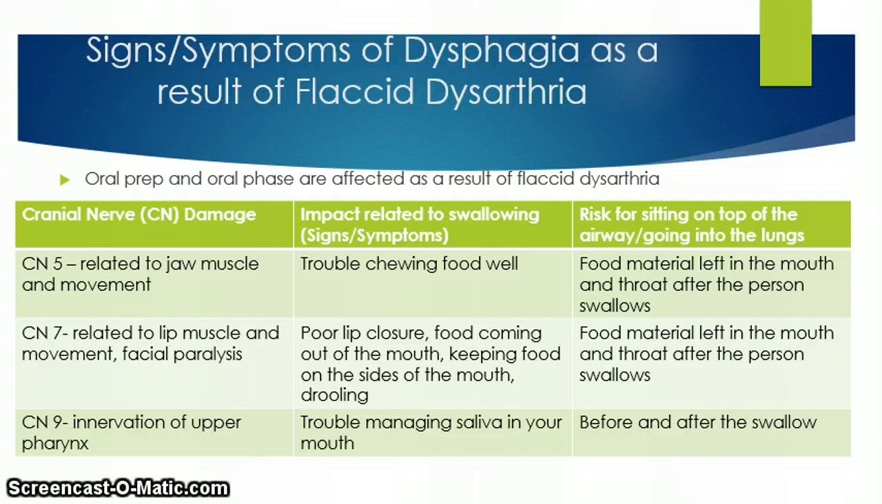And this impacts the person's swallowing and increases their risk for the food material and liquid sitting on top of their airway or actually going into their lungs, by leaving the food material left in the mouth and throat after the person swallows. So cranial nerve 7 and cranial nerve 9 follow the same trend. The lip muscles and the upper part of the throat, known as the pharynx, are affected in their own way. So as we can see, they have their own symptoms and their own reason why the person can be at risk for penetration and aspiration.